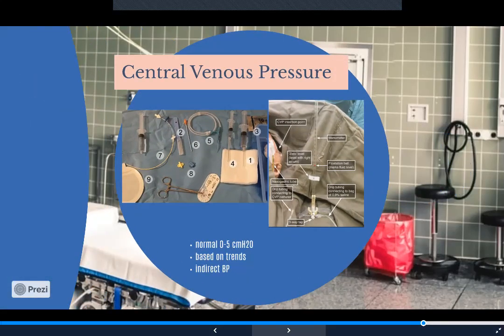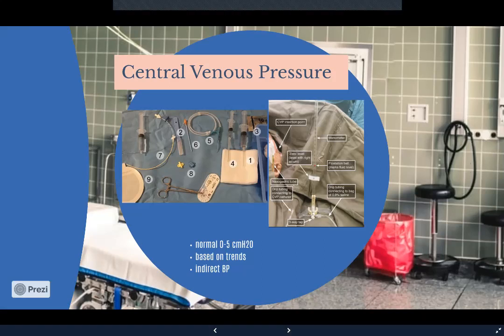Central venous pressure is kind of phasing out, but some people are still using it in the ICU. We're utilizing it with a manometer. You need to have a central line in, which is shown here. You place your central line and it's measured to the right atrium of the heart, which we then verify on a radiograph, so you know exactly where it's placed. And then it is, again, based on trends. Normal is somewhere between 0 to 5 centimeters of water. Some people say 0 to 10 centimeters of water. It depends which book you read.